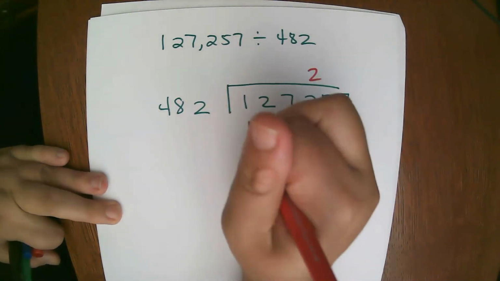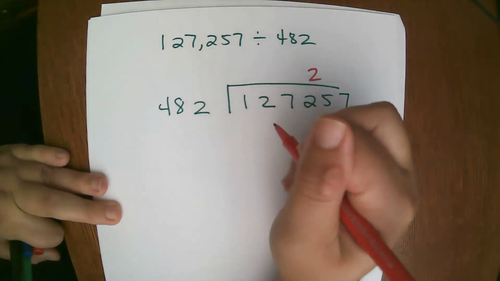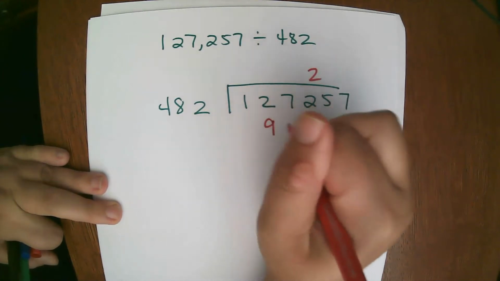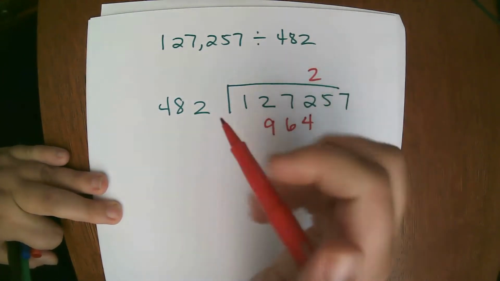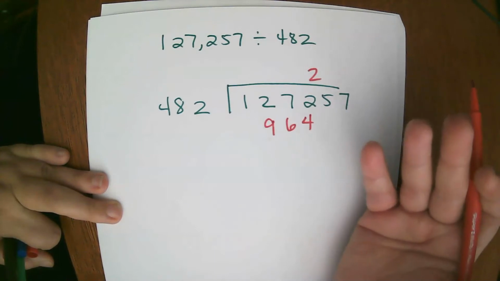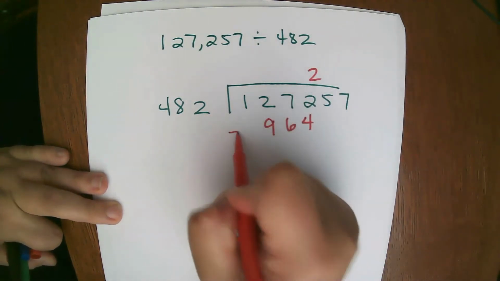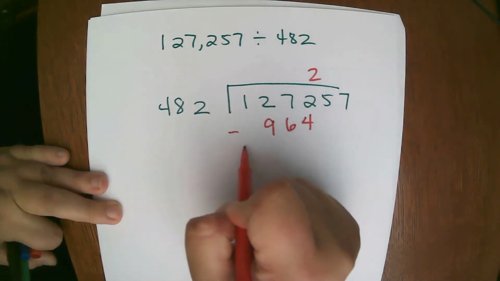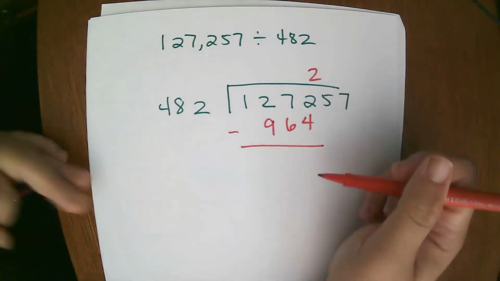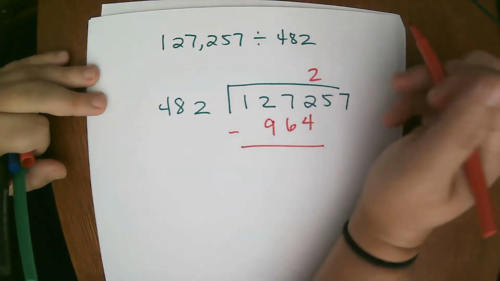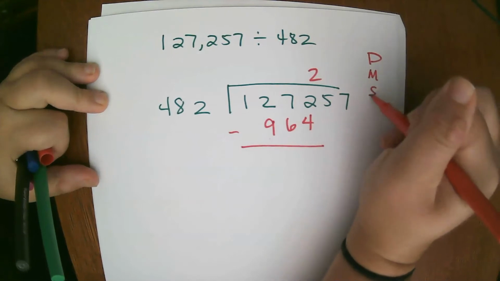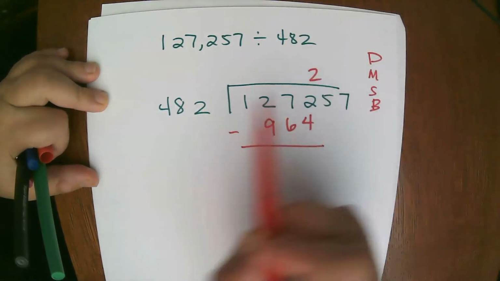How many groups of 482 can I make? I can make 2 whole groups of it. 482 times 2 is 964. And I'm not really going over the multiplication. So you guys, if you need separate help with the multiplication, we can address that separately.